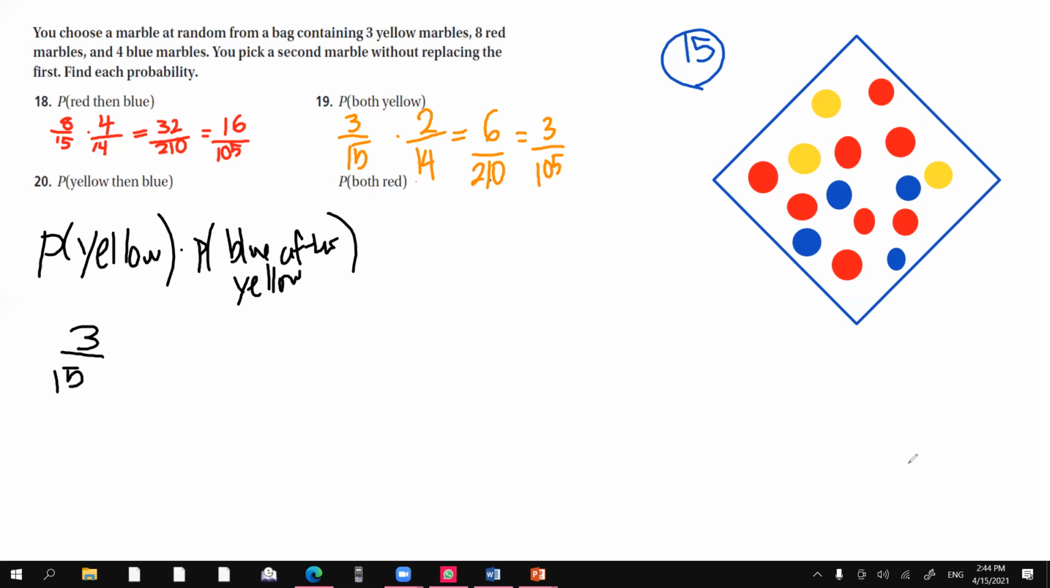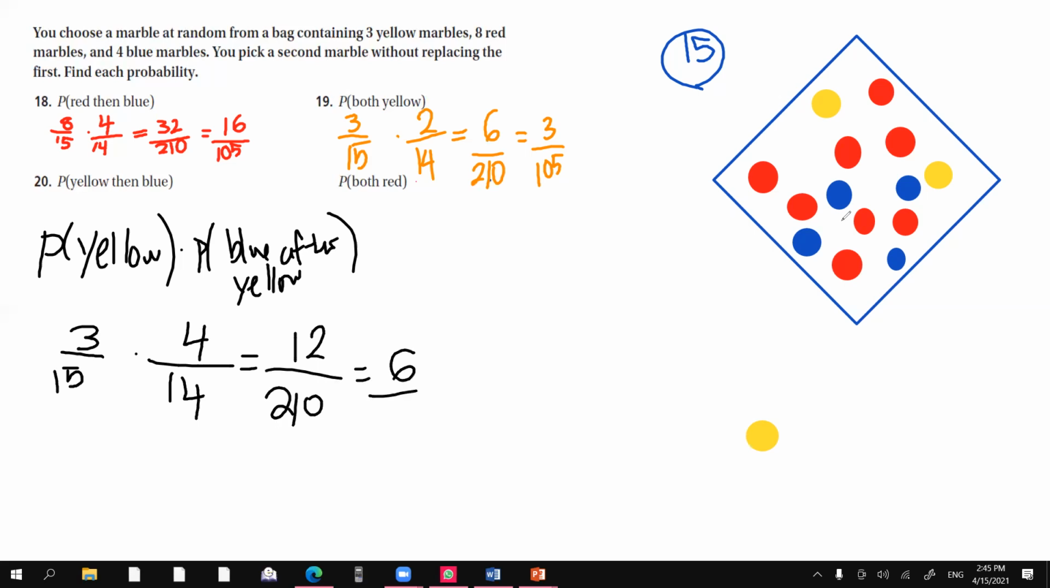And then how many are blue now after I took the yellow? So when I took the yellow, let's take it outside here. After I took the yellow, how many blue are left? 4 over 14. The number of the blue doesn't depend on the number of the yellow, but the number of the whole marbles does. How many marbles now? We have 14 now. So we say it is 12 over 210, or 6 over 105.